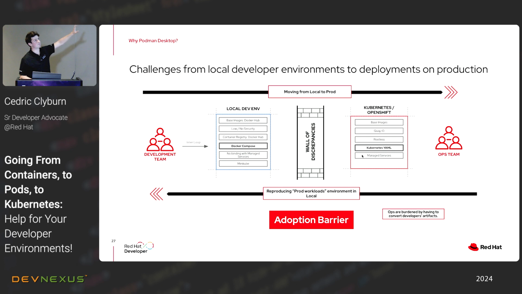And on the other side, our operations team is taking the artifacts that I'm working with and having to convert those to be deployed onto Kubernetes, right? They're working with their own carefully curated base images. They're working with rootless containers by default. They're working with Kubernetes YAML, which I don't really have as much experience with, perhaps. And this is an adoption barrier because of this wall of discrepancies.